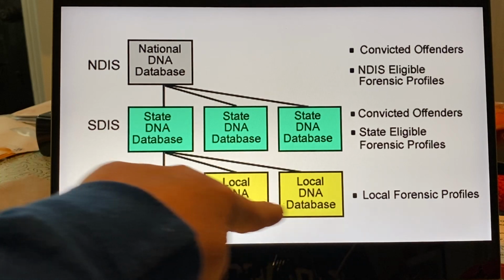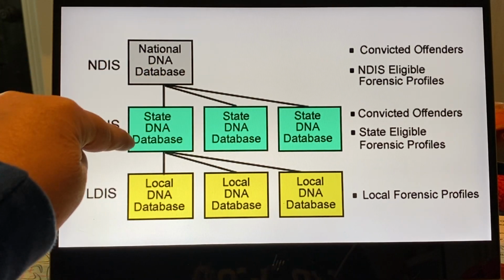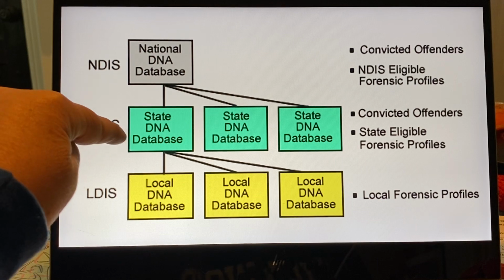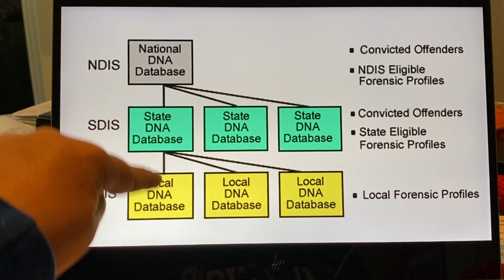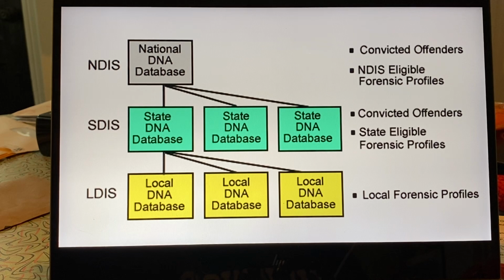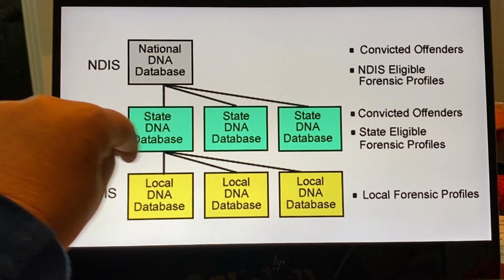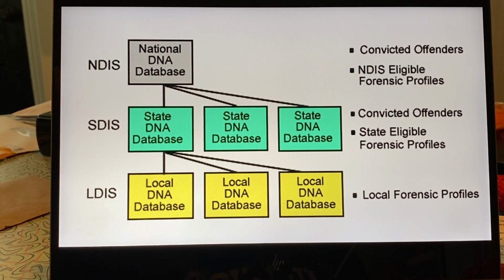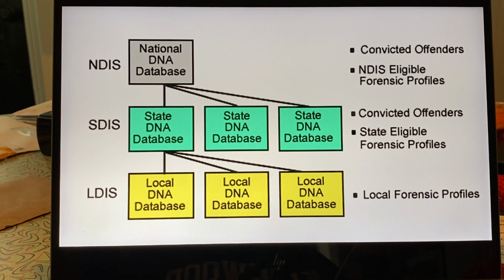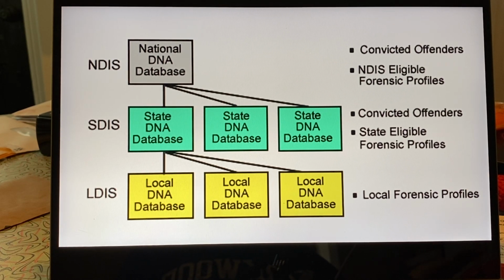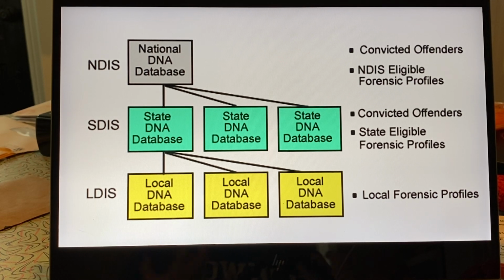Okay, then they upload their profiles to SDIS, and this is at the level of the state. So here you're getting all of the case profiles, plus this is where you can search convicted offenders from that particular state. And then each SDIS goes up to NDIS. So here you're finding convicted offender profiles throughout the United States of America, and I believe Puerto Rico as well. And then all of the case eligible forensic profiles. So, any profiles from actual crimes that have been committed are uploaded as well.